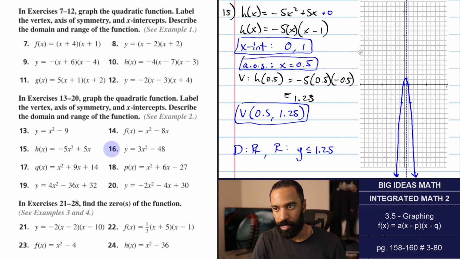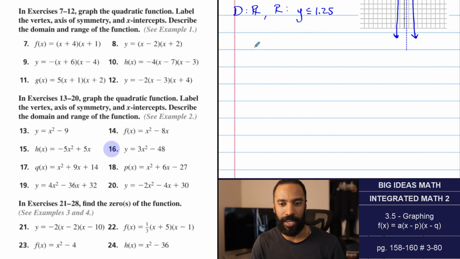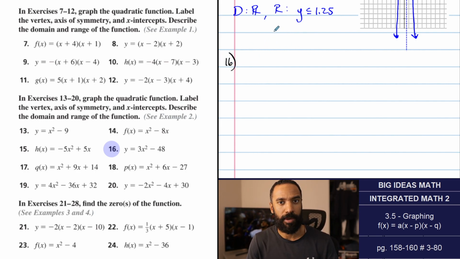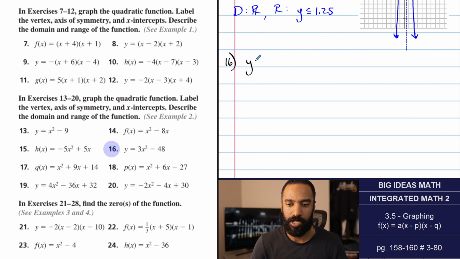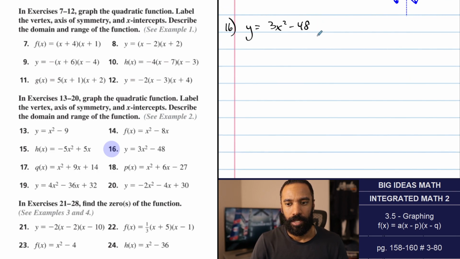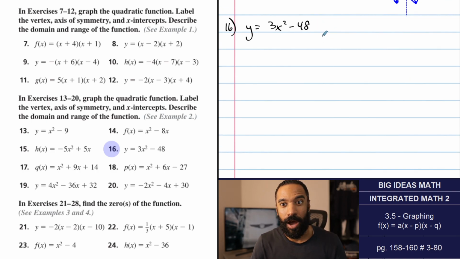Number 16, we're going to have y equals 3x squared minus 48. Now that is not a y-intercept that I'm going to be able to fit if the scale is normal. I don't know if I can fit it if I scale it by 2s. So you're probably not going to see me hit that y-intercept. Okay. Well, I'll have to hit the y-intercept. It's going to be part of my vertex, so I might have to.